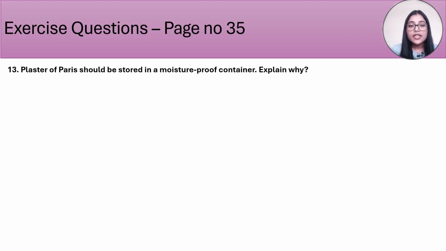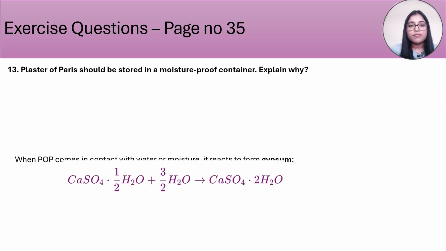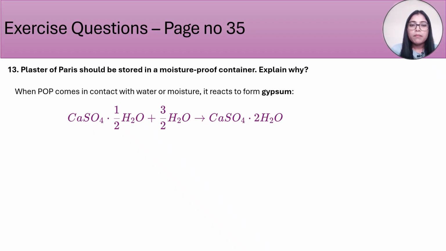Question number 13 says, plaster of Paris should be stored in a moisture proof container. Explain why. So we know that when POP or plaster of Paris comes in contact with water or moisture, it reacts to form gypsum. The equation can be written as CaSO4 half H2O plus 3/2 H2O gives CaSO4 2H2O.